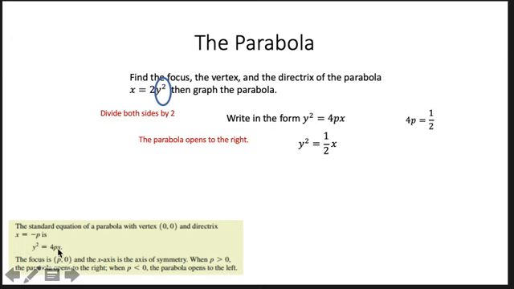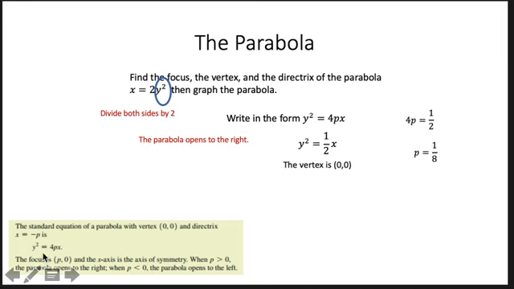See, the coefficient of x is 4p. So since the coefficient of x is 1/2, that's what 4p is equal to. So we're going to solve that equation for p by multiplying both sides by 1/4. So p is equal to 1/8. So with p equal to 1/8, we know the vertex is at 0, 0.